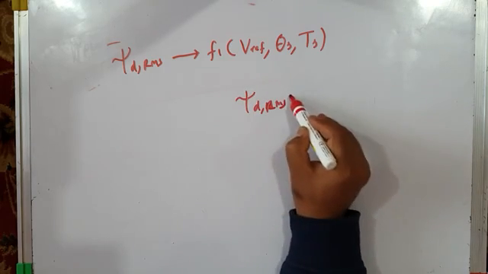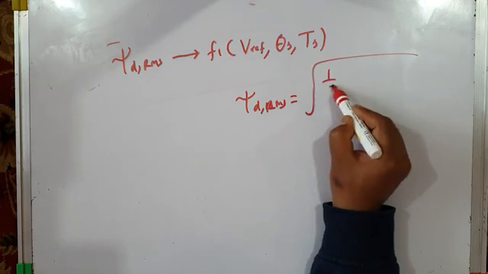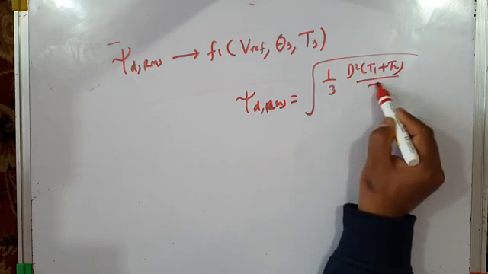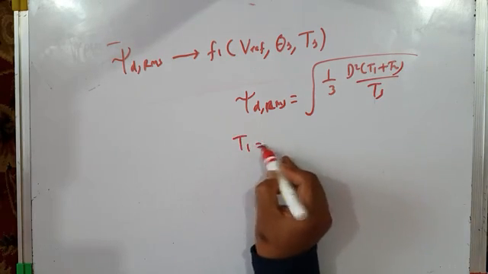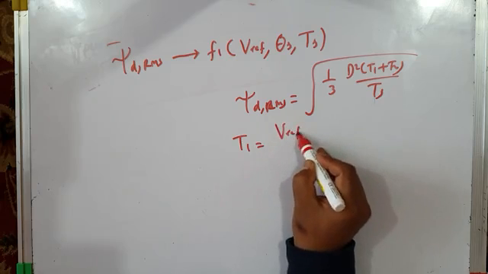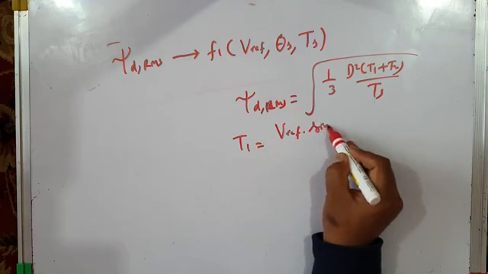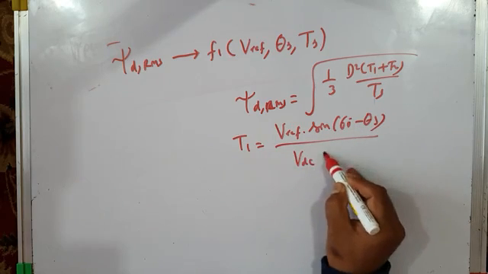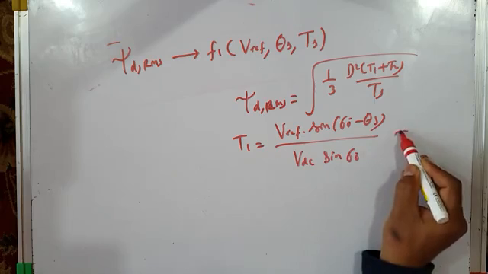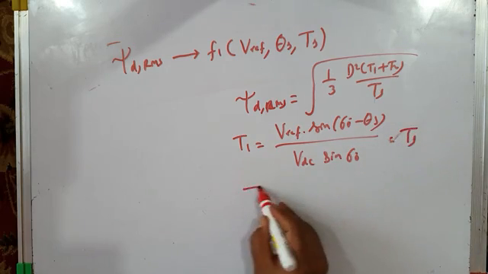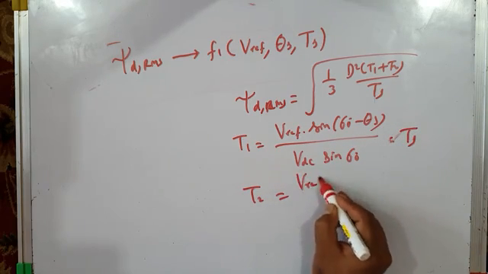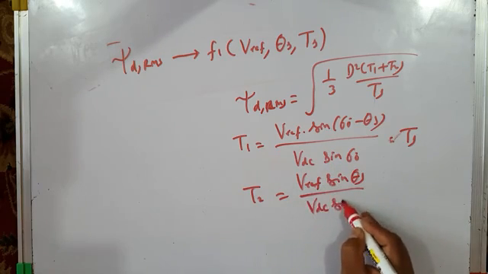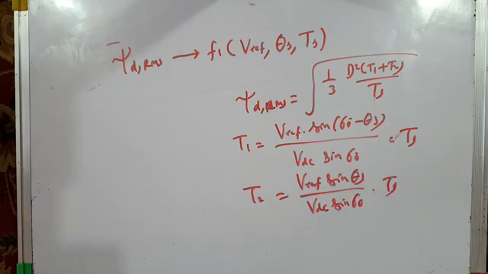We had found this psi d RMS equal to under root of 1 by 3 d square t1 plus t2 by ts, where t1, I already told you, is Vref sine of 60 degrees minus theta s by VDC sine 60 degrees into ts, and dwell time t2 is Vref sine theta s by VDC sine 60 degrees into ts.